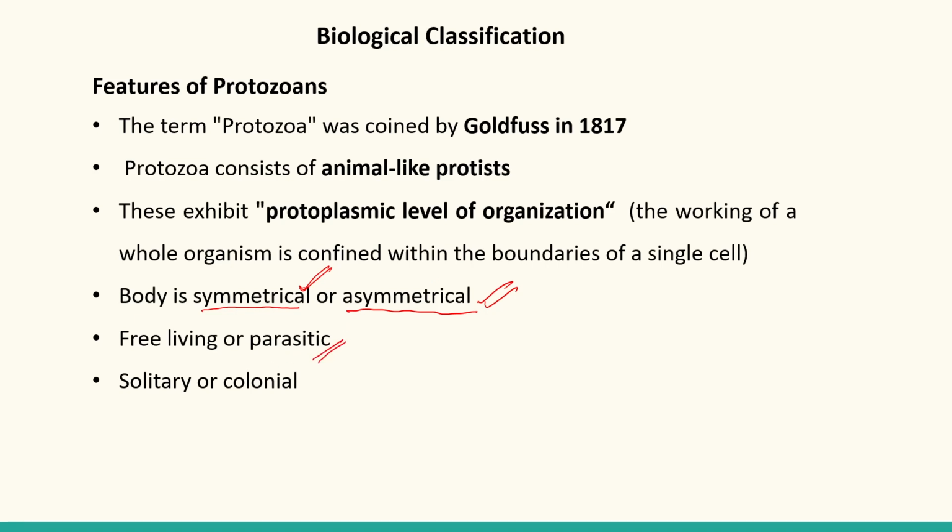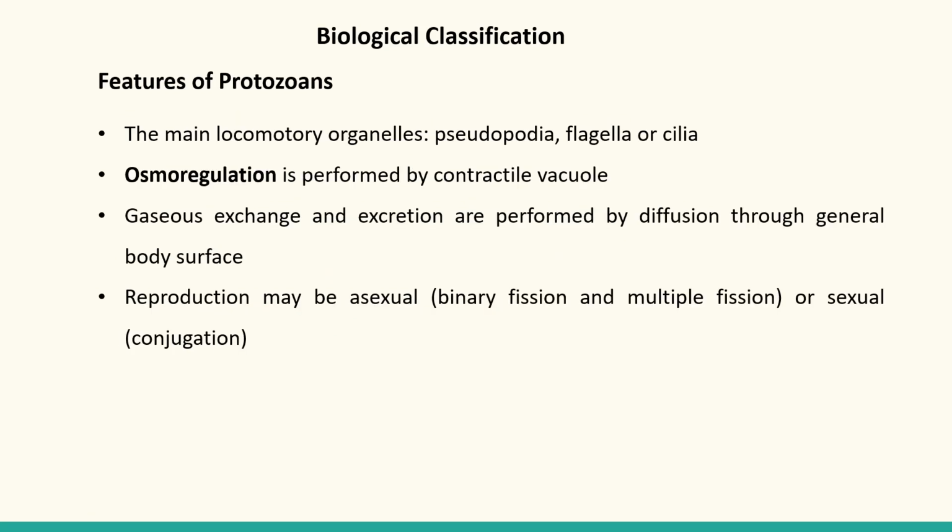They are found in a solitary form also or a colonial form also. The main locomotory organelles are pseudopodia, flagella or cilia. Pseudopodia, also called false foot, are found in amoeba. Flagella are found in trypanosoma, and cilia are present in paramecium. In paramecium, the whole surface is covered with cilia, which helps in its locomotion.